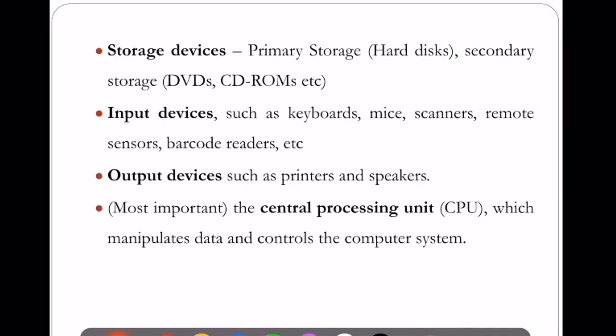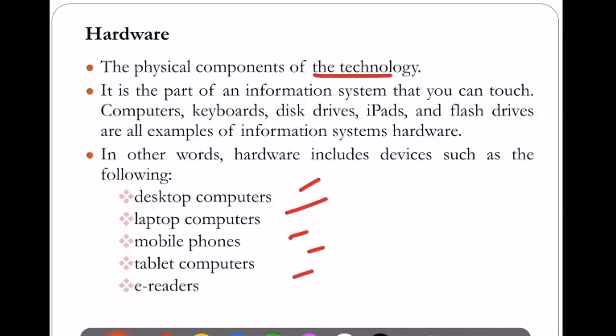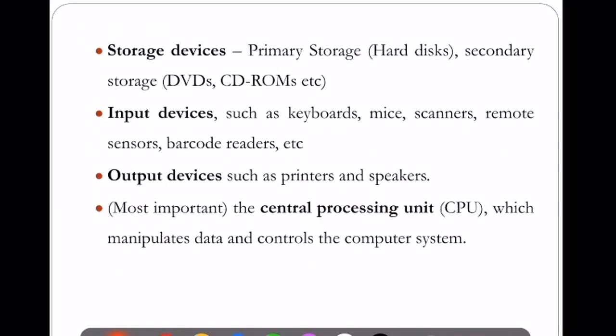And we have different types of hardware. For example, we have storage devices, primary storage and secondary storage. When you say primary storage, we have hard disks. Secondary storage, we have DVDs, CD-ROMs. And we have also input devices such as keyboards, mic, scanners, remote sensors, barcode readers. Any device that helps to enter data into a computer system, we call it an input device. We have also output devices such as printers and also speakers. If there is input, then we expect outputs. So for output we have printers and also speakers for sound.